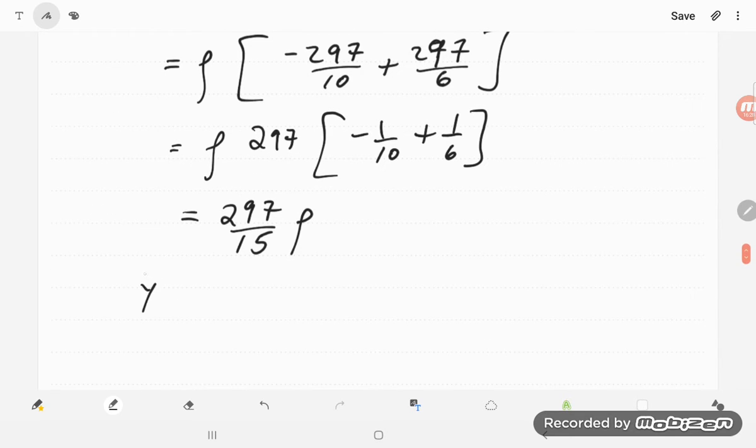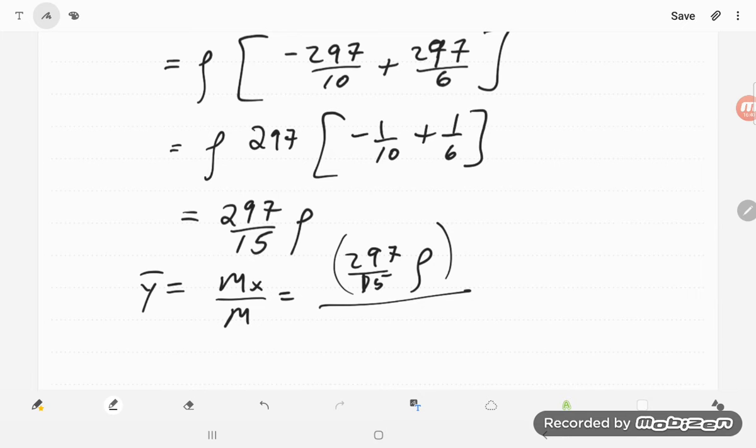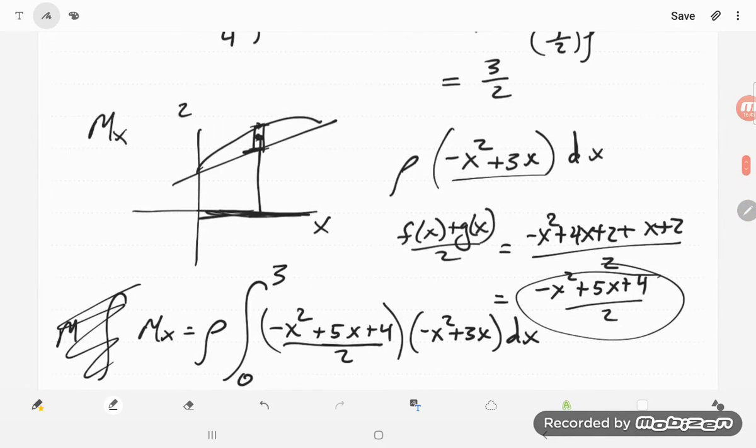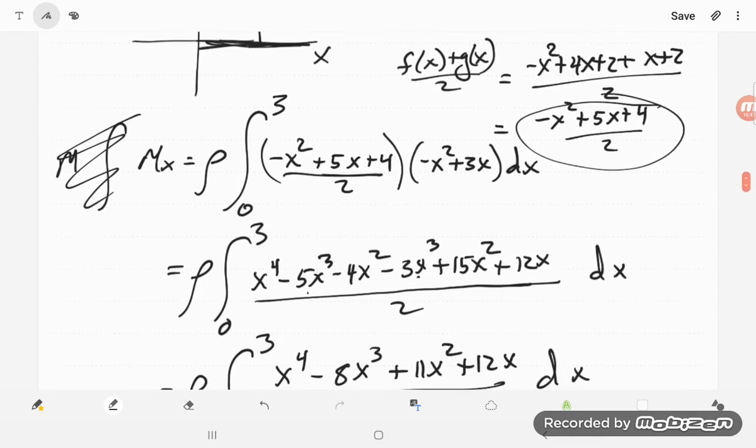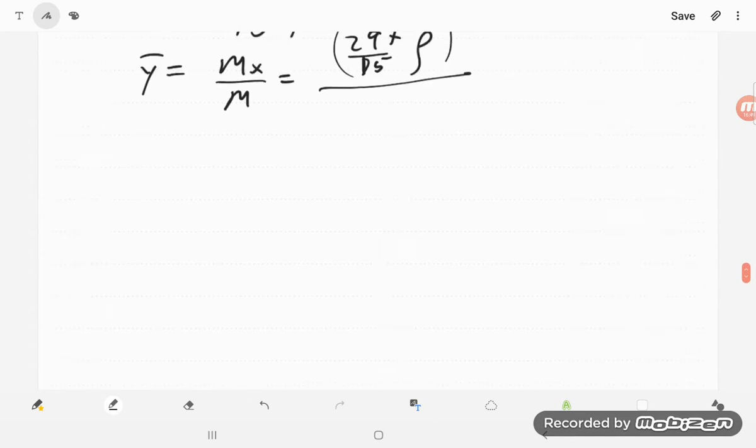So our y bar is m sub x over m. And so that is our 297 over 15 rho divided by, I gotta go way up here, 9/2 rho for our mass.